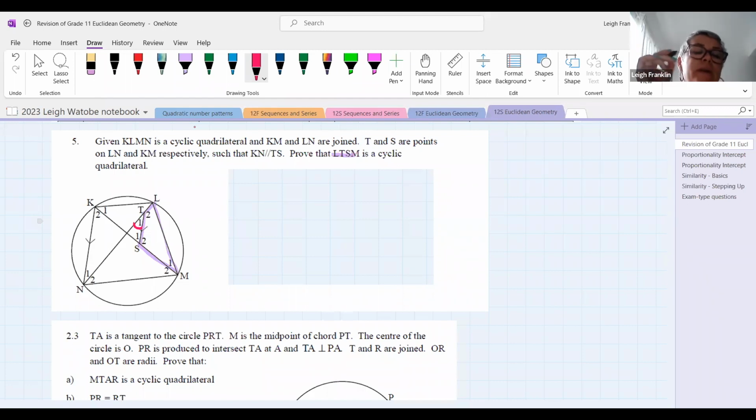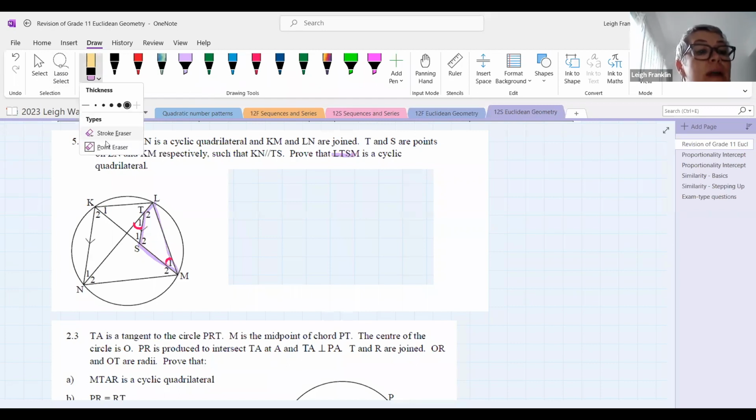What does T1 need to equal to prove LTSM cyclic? It needs to equal which angle? That's it, Amina. Good job. Okay, it needs to equal M1. So if I can prove that M1 equals T1, I have proved that the quad is cyclic.